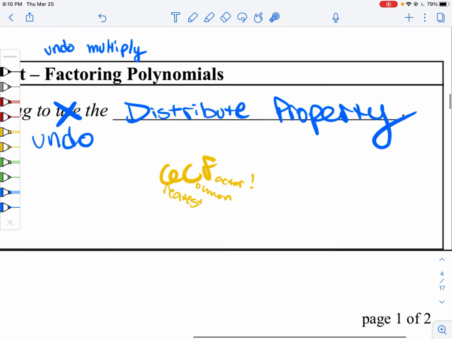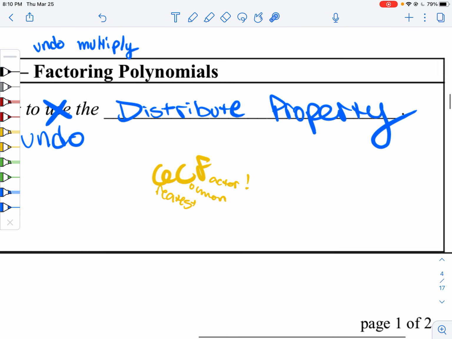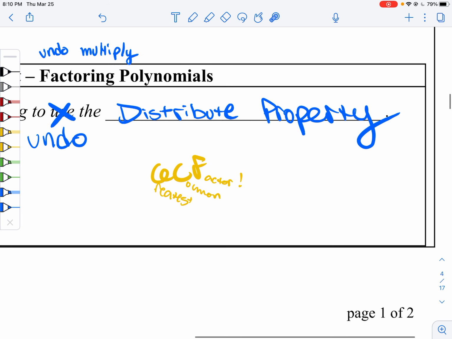Just either distribute or undo the distributive property, and have a great time on your homework.